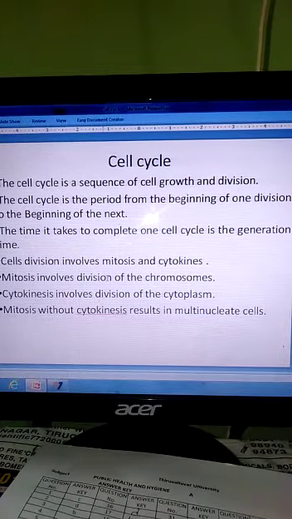Cell division involves mitosis and cytokinesis. Mitosis involves division of the chromosomes. Cytokinesis involves division of the cytoplasm. Mitosis without cytokinesis results in multinucleate cells. These are cell cycles.